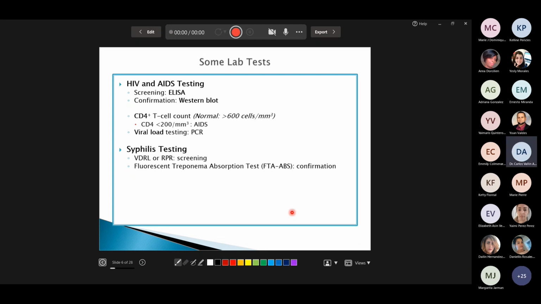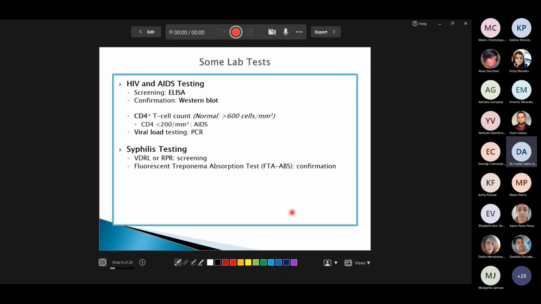Remember that to diagnose HIV, we do a screening test called ELISA that looks for the presence of antibodies against the human immunodeficiency virus. The ELISA is a very sensitive test with a very low probability that somebody escapes detection. But because it's so sensitive, it requires confirmation because it could produce false positives. If somebody has a positive ELISA, they must have a second confirmation test, which is the Western blot.